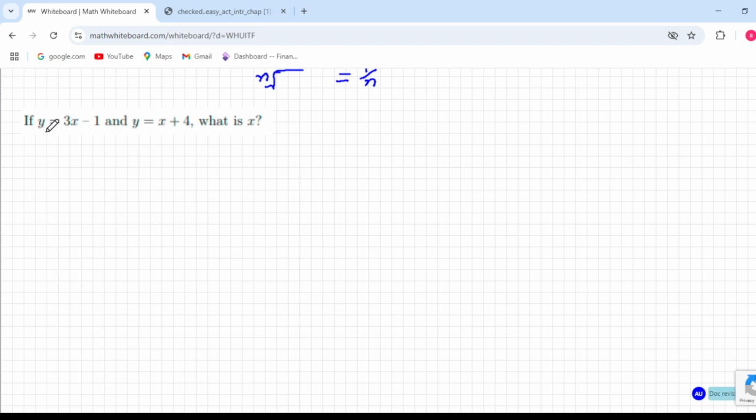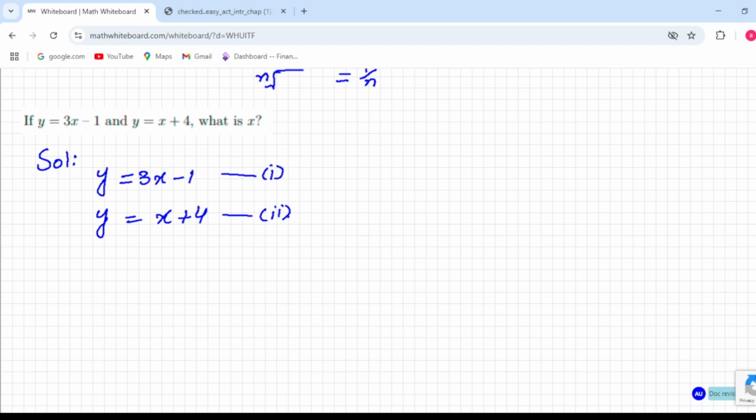We have the system of equations y equal to 3x minus 1 and y equal to x plus 4. We have to find the value of x. For this, we will write these two equations as y is equal to 3x minus 1, and the second equation is y is equal to x plus 4. If we name these two equations, for example, this is equation number 1 and this is equation number 2. We have to solve these two equations and find the value of x.